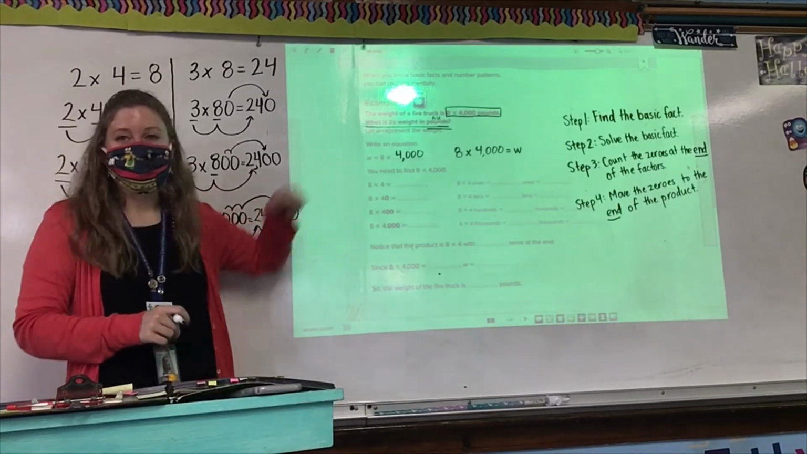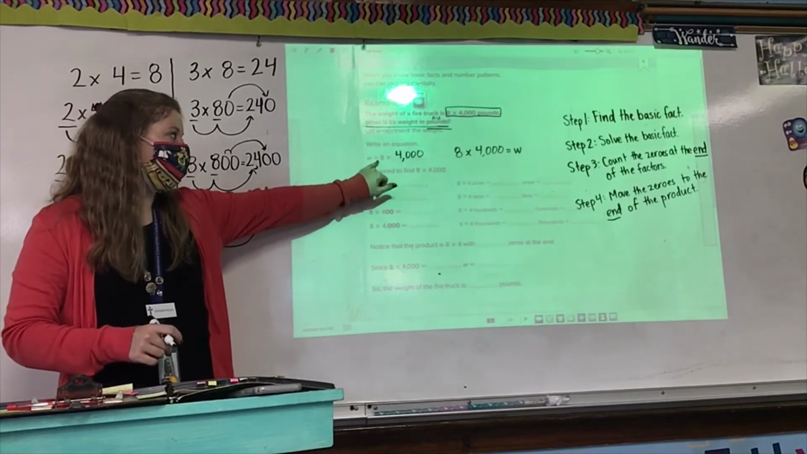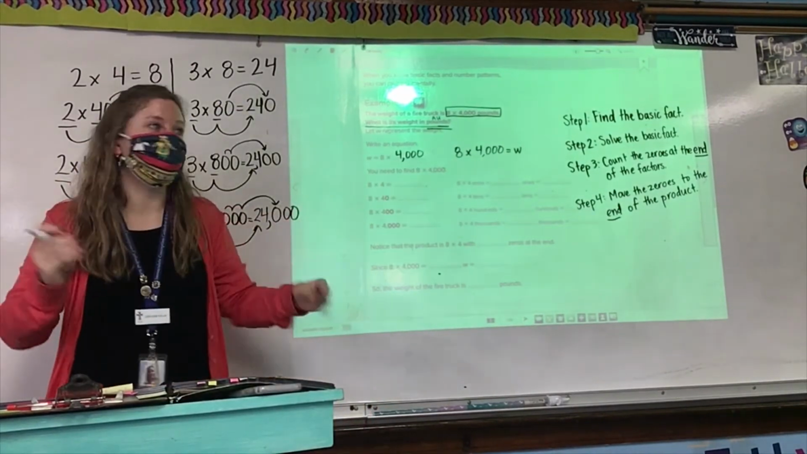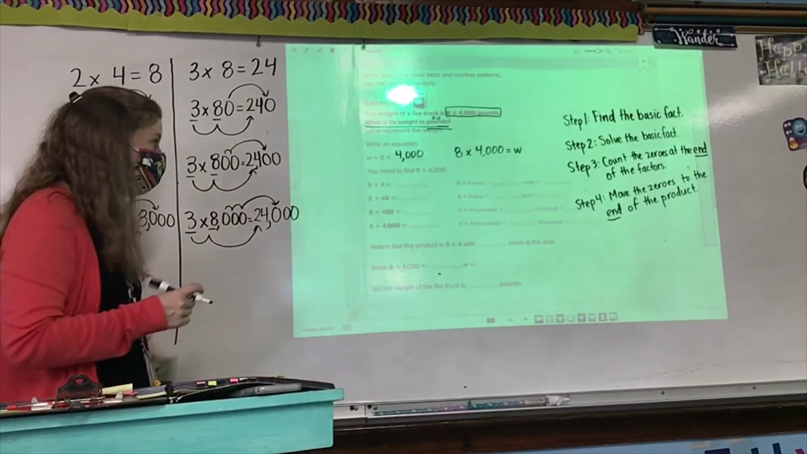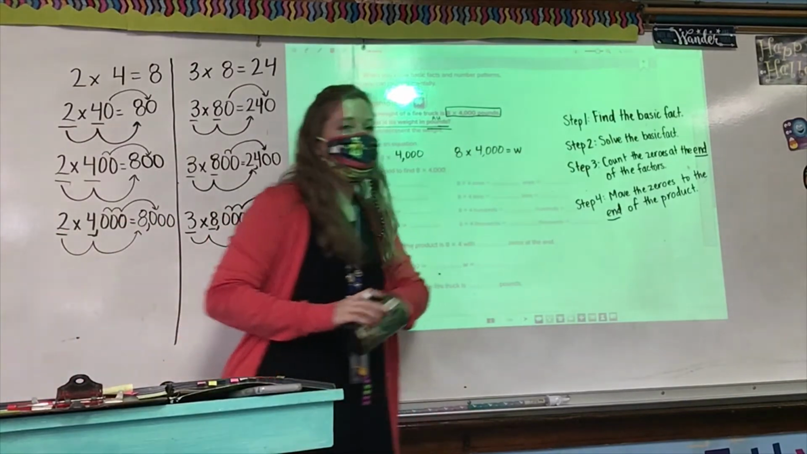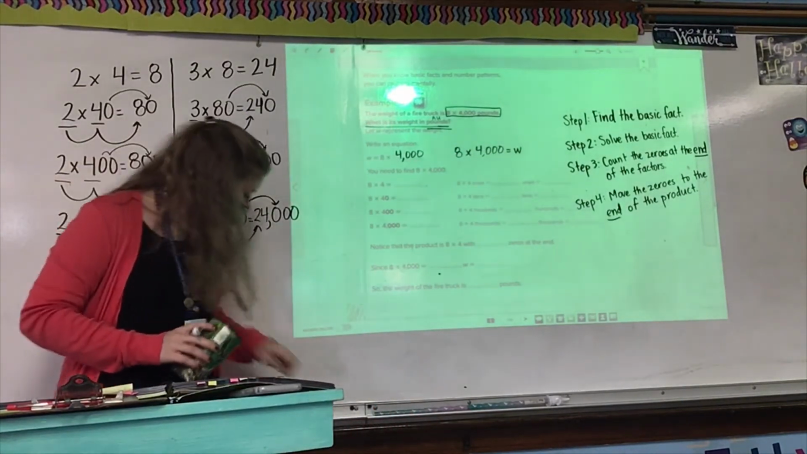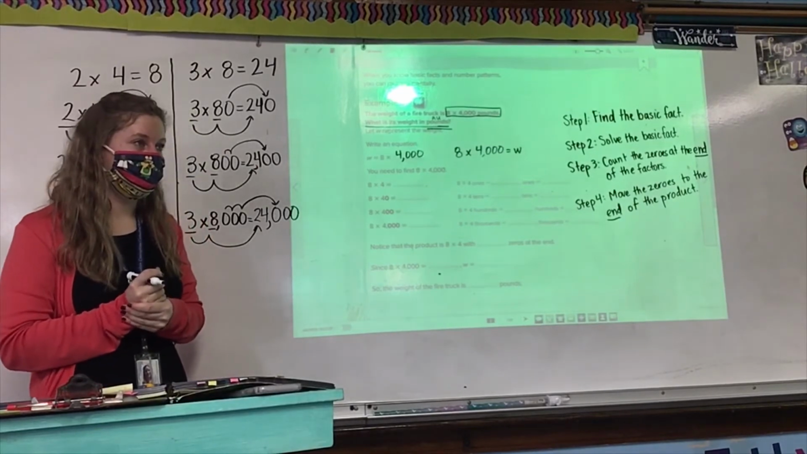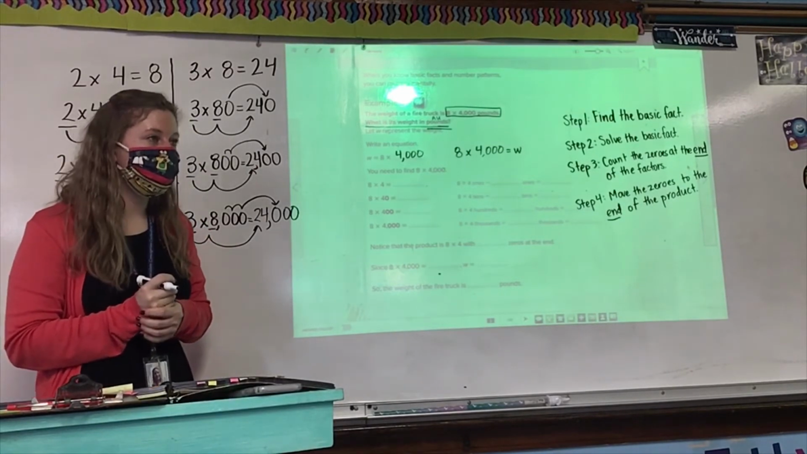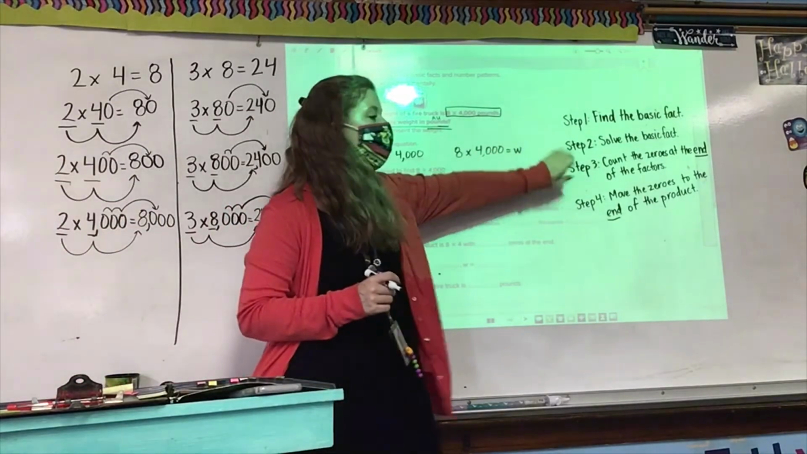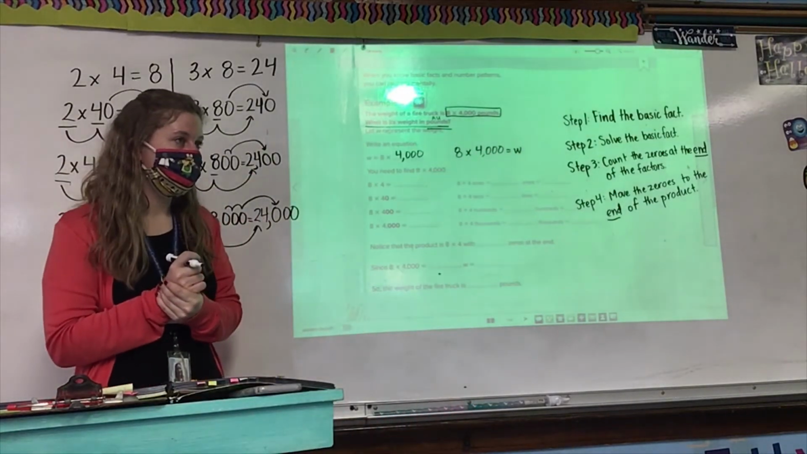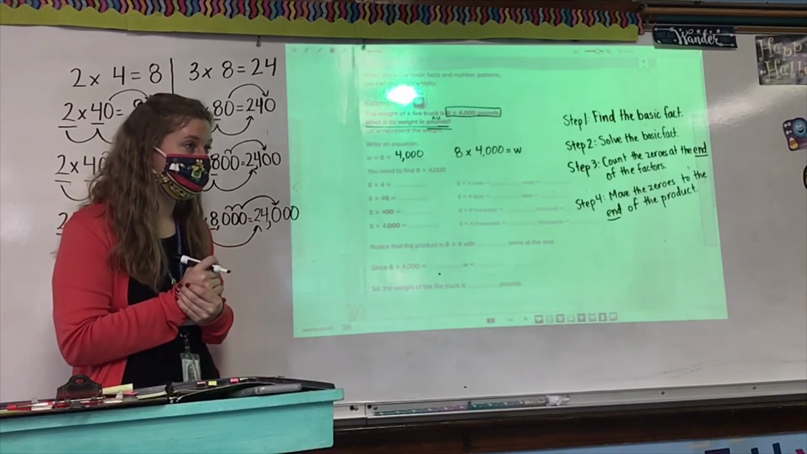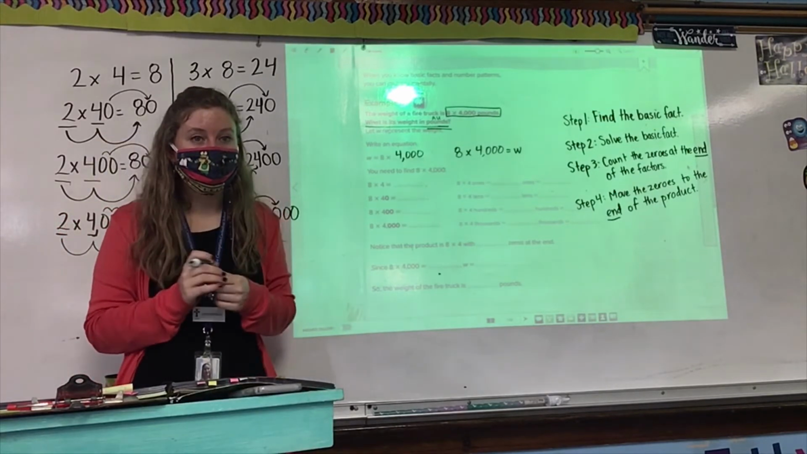You need to find 8 times 4,000. Whether it's W equals 8 times 4,000 or 8 times 4,000 equals W, we're still finding 8 times 4,000. So step 1, find the basic fact. Zadie, what's the basic fact in 8 times 4,000? 8 times 4. Which equals? So then step 2, solve the basic fact. 8 times 4? Cullen. 32.